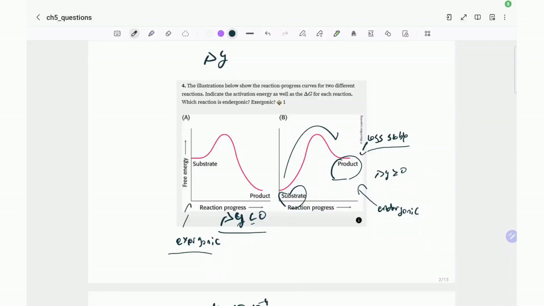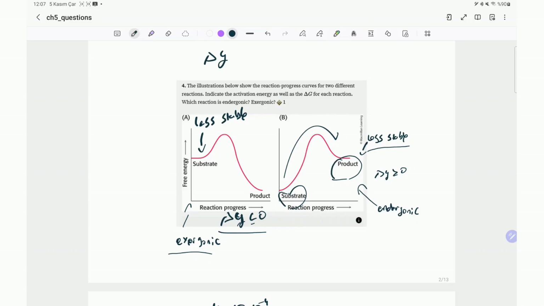The first question asks which of these reactions is endergonic and which one is exergonic. In the first reaction, the substrate energy is higher than the product, so the substrate is less stable, and the free energy is lower than zero, so delta G is negative, and therefore this reaction is exergonic.